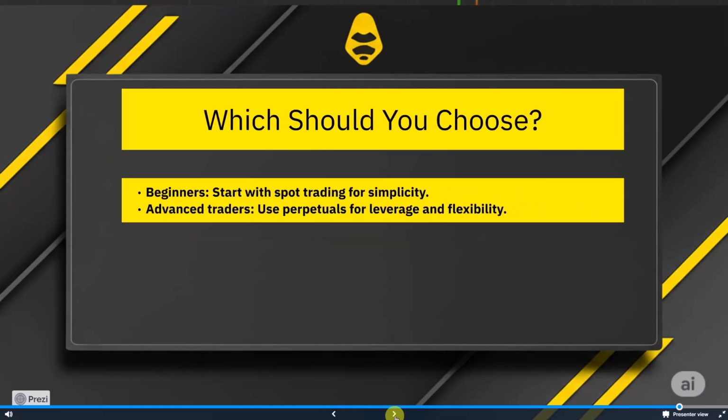So what do you choose? If you're a beginner, you want to start with spot trading because that's the easiest thing, just to get your feet wet. You hold the coin, and as it grows, you can sell it for profit. Advanced traders can use perpetuals and leverage to get into short-term swings and earn more based on their analysis and speculation on where the price is going.